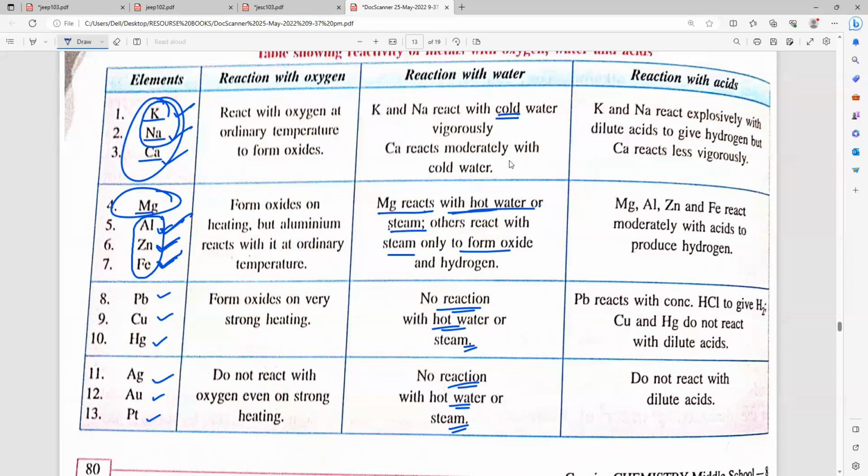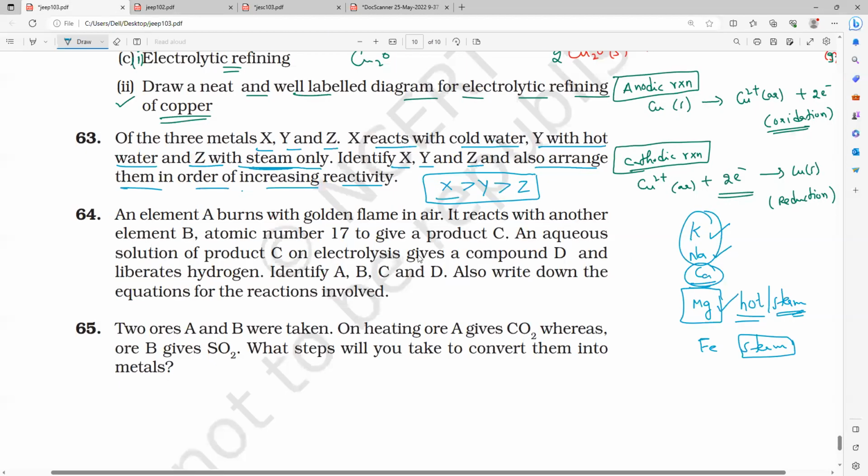And what is the increasing order of reactivity? This is what? X, Y and Z. Please write it. Use a word called maybe, because for cold water, we know three metals, so we cannot perfectly choose one. In these cases, please try not to choose the name of the metal. They are asking, arrange them in order of increasing reactivity.